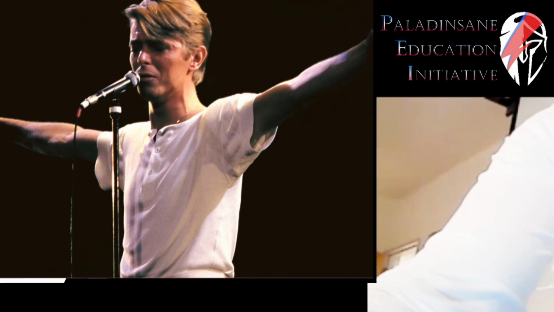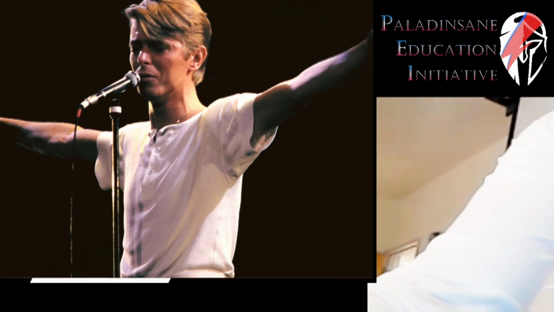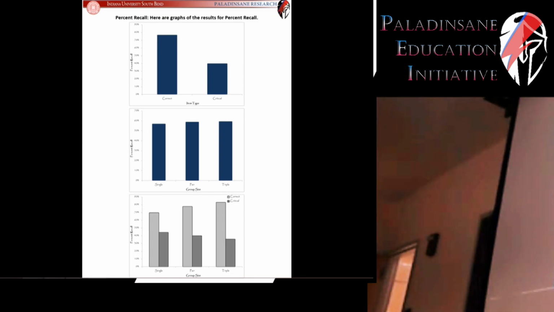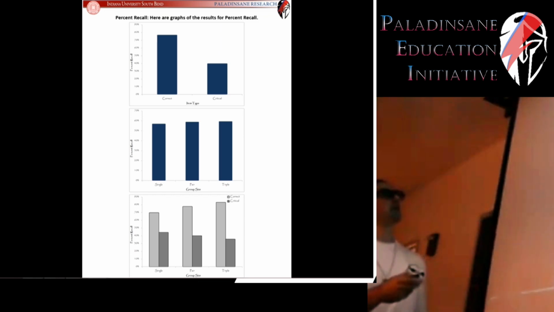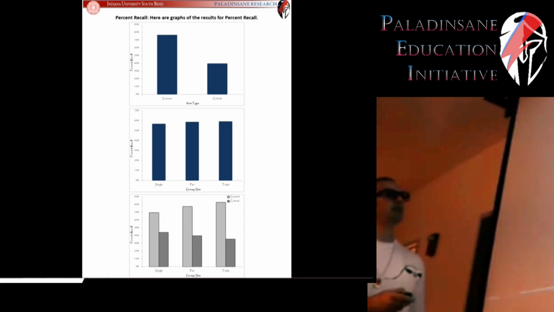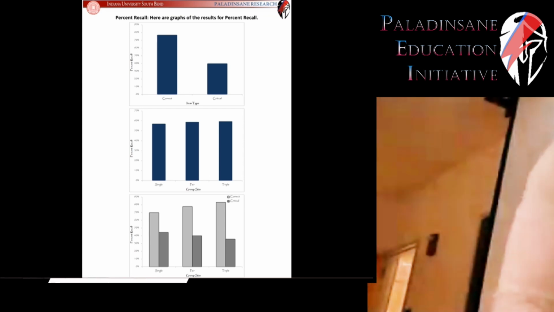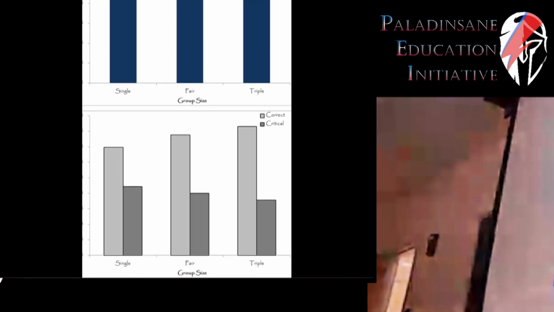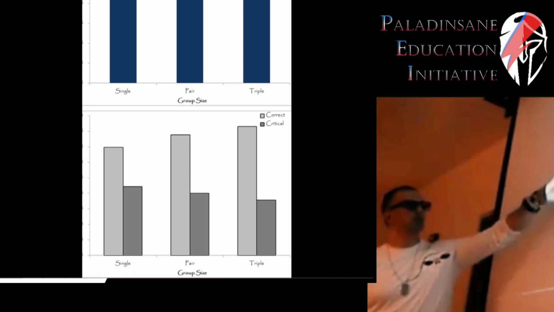All right, so just so that you're aware, these are the graphs of percent recall. And this up here is the main effect for item type. And this down here is the main effect for group size. And this is the interaction. Figure 1 is going to be the interaction. So figure 1 needs to be this figure here. Okay, so it needs to be the figure for the interaction.